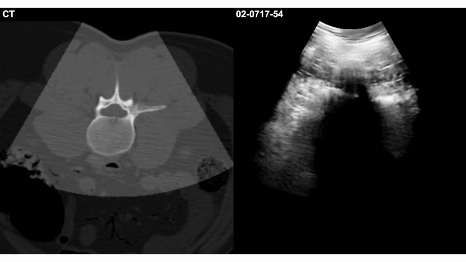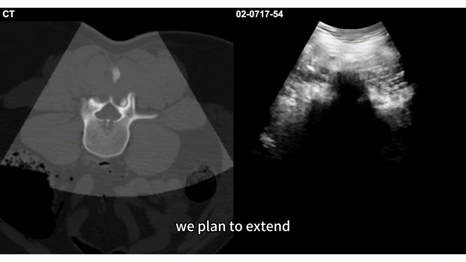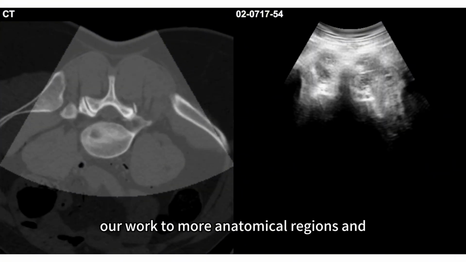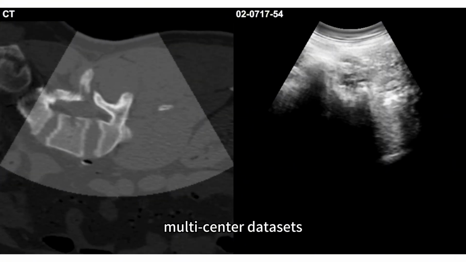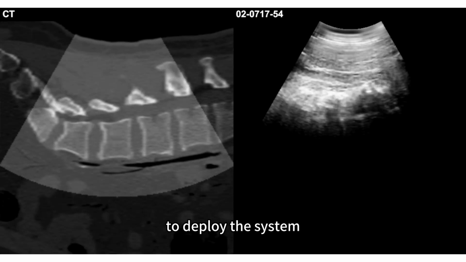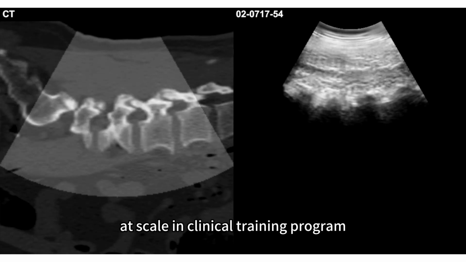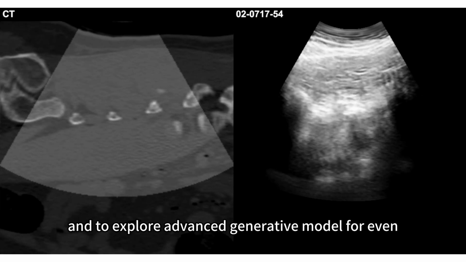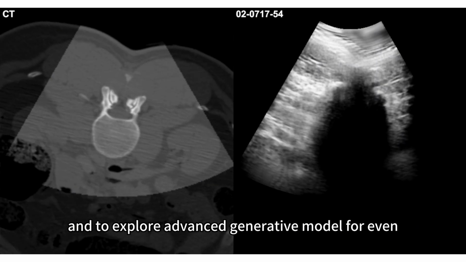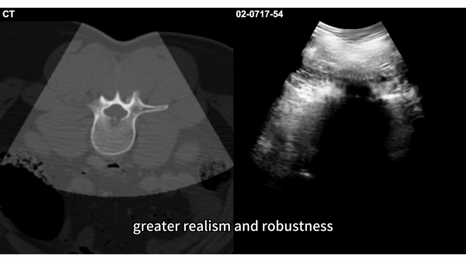Looking forward, we plan to extend our work to more anatomical regions and multi-center datasets, to deploy the system at scale in clinical training programs, and to explore advanced generative models for even greater realism and robustness.